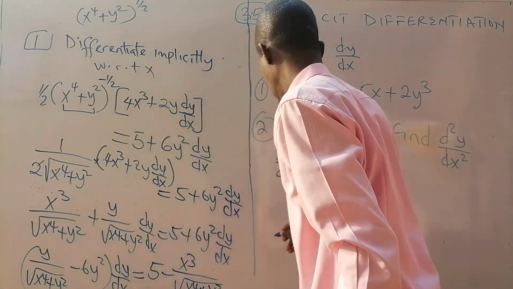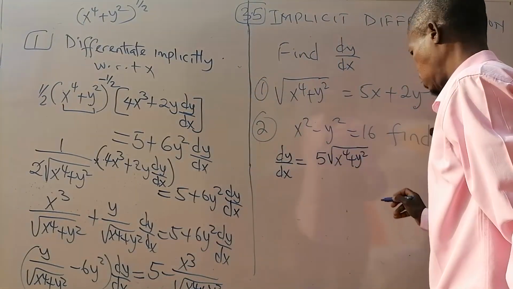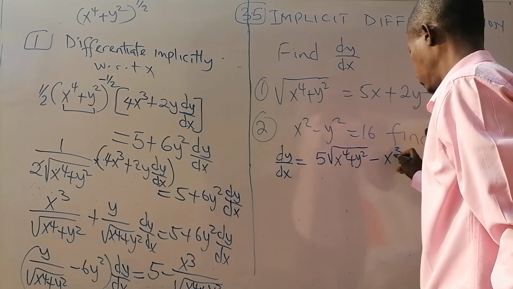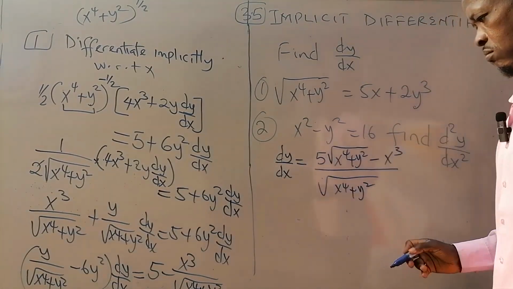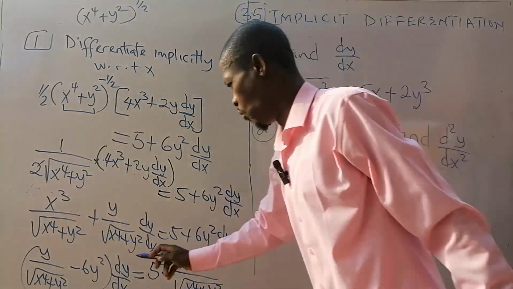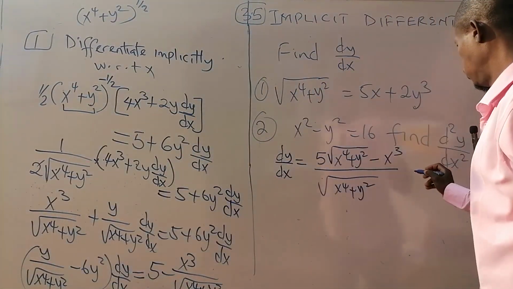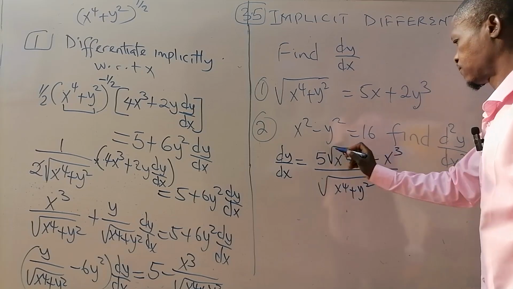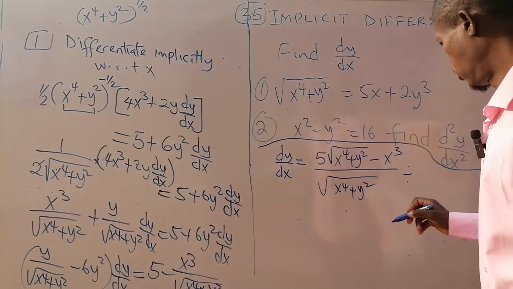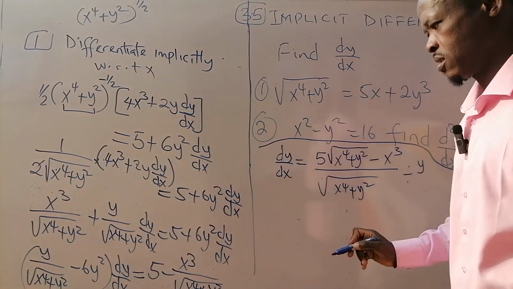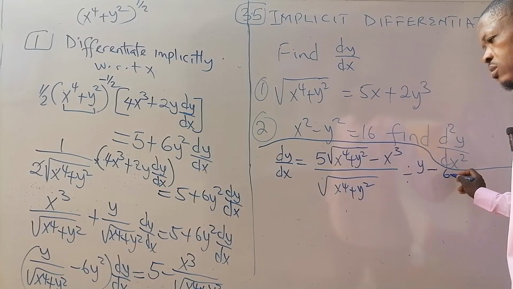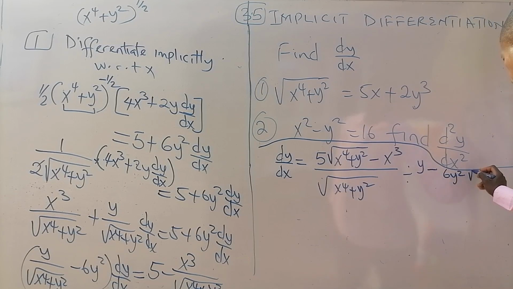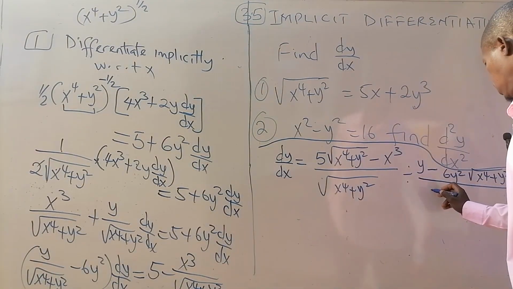So this one times this one. So I have this, minus x cubed all over this. So that's that over this one. So I'm going to use a division, divided by this one, also will be y, this one times this one minus 6y squared square root of x to the 4 plus y squared, all over this.